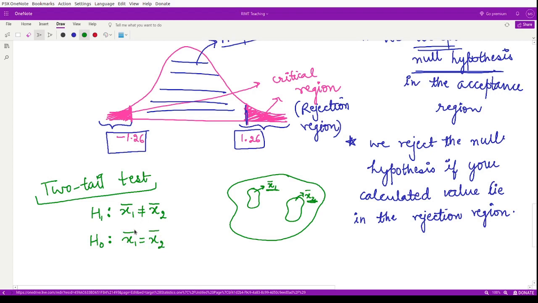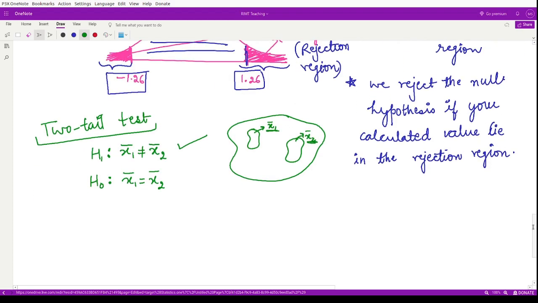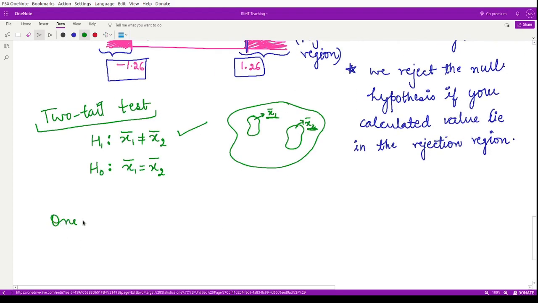This would be opposite to the alternative hypothesis. Because we have this inequality, they are not equal, so in this case we would have two tails. This is a two tail test if you have this condition. But if you have this condition, it is a one tail test.